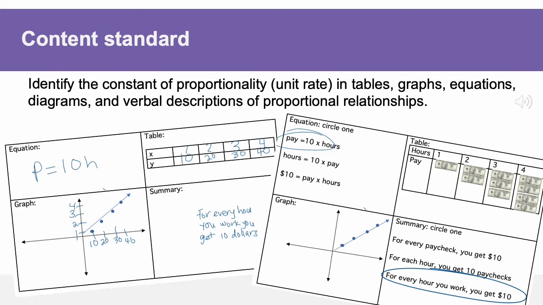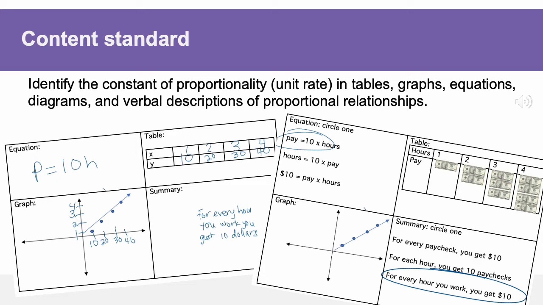On the left of the screen is a worksheet divided into four quadrants. The top left quadrant is titled Equation and has handwritten text that says P equals 10H. The top right quadrant is titled Table and has a printed table with two rows and five columns. The two header rows are titled X and Y. A student has filled in each cell with handwritten numbers.